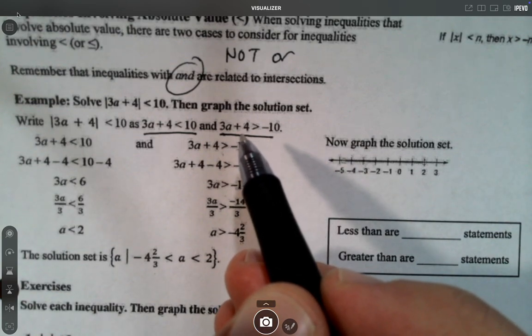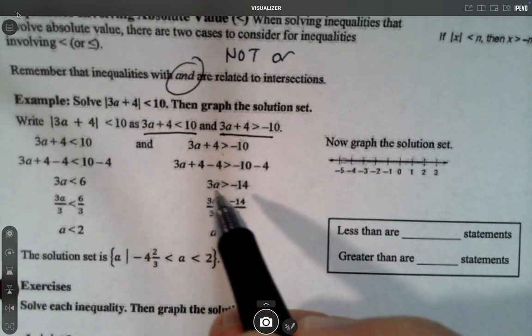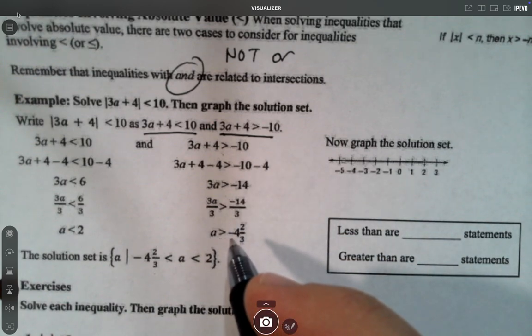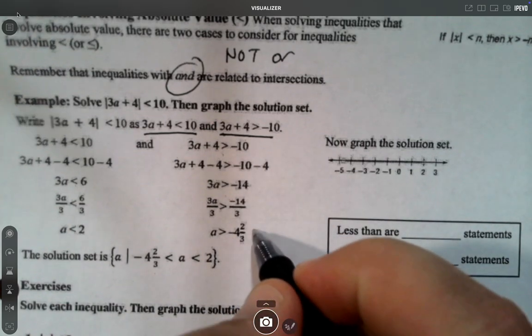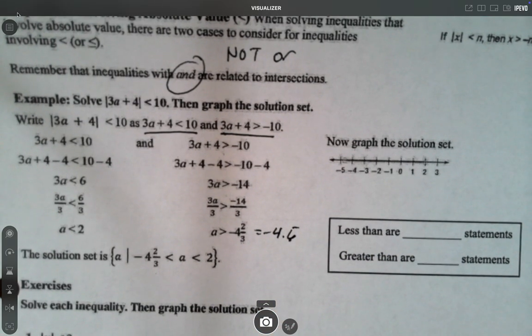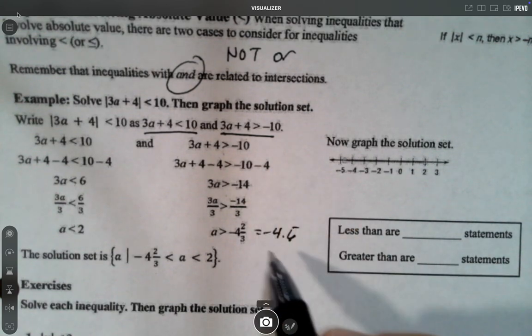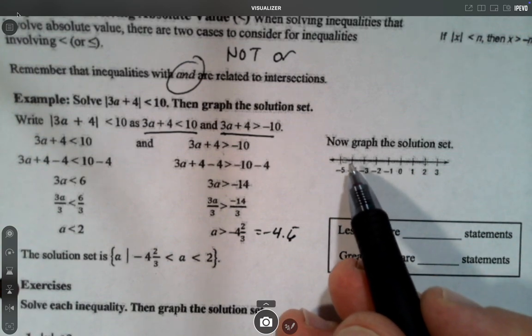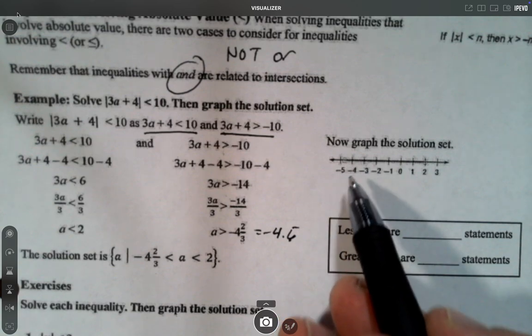And solving that's not difficult. We just subtract 4, get 3a is greater than negative 14. Divide both sides by 3, and you get negative 4 and 2/3, or you can say negative 4.6 repeating. And I won't be picky about exactly where you place this, as long as you put it between the correct two whole numbers. In other words, negative 4.6 is between negative 5 and negative 4. So I'm not going to measure to make sure you put that in exactly the right spot. I'm just going to make sure you're between negative 5 and negative 4.